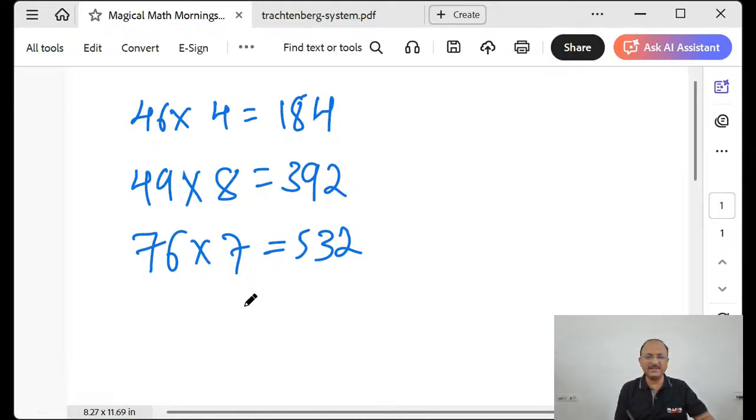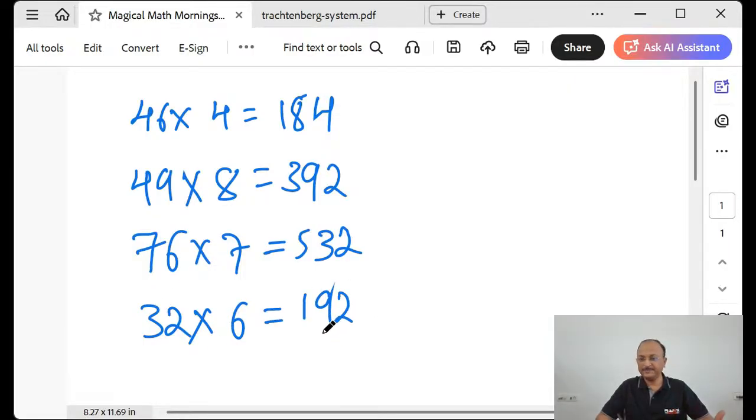Correct? Let's see one simple number. 32 into 6. In mind directly you should go for 180 plus 12. 32 into 6. Yes, that's it. Directly, I will say 180 plus 12, it is 192.